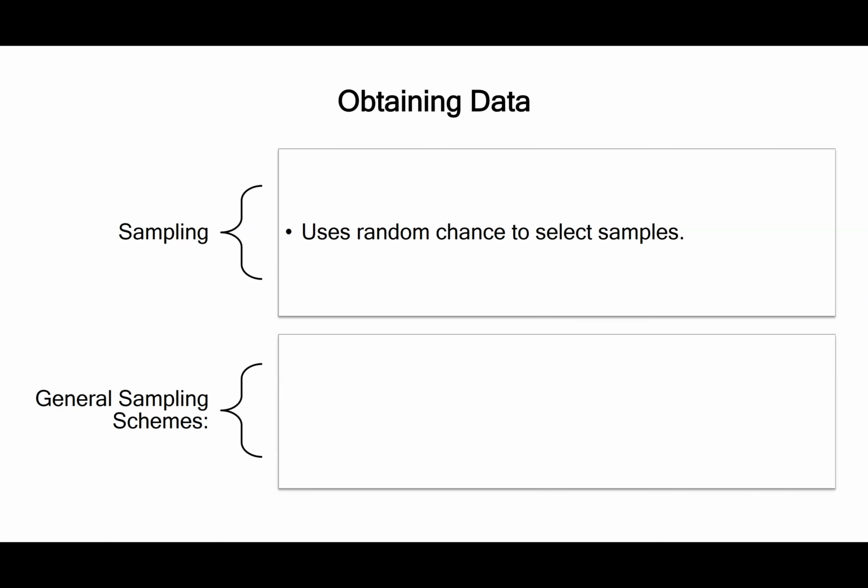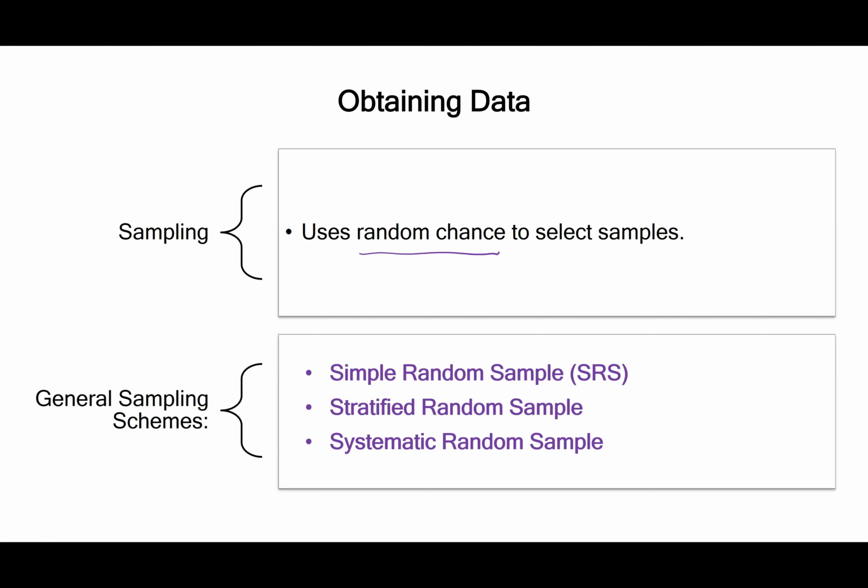When obtaining data, one of the first things we want to look at is where our data come from. We don't want to just pick the most convenient. We really want to be careful about how we select our samples. So we use random chance. What this means is we use some form of random sampling. This could be simple random sampling. This could be stratified random sampling.